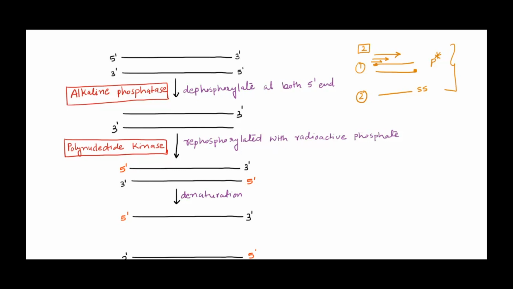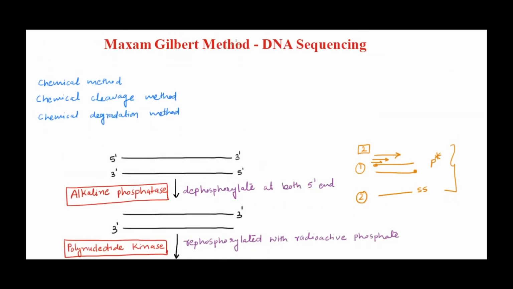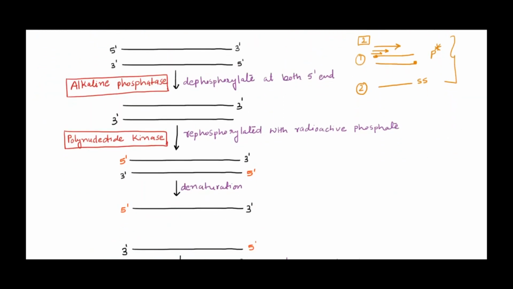Now largely we can divide Maxam Gilbert method in 2 parts. This is the way I remember. One is preparation of DNA, a single stranded labeled DNA, which is ready to be processed by chemicals. And the second part is when you take this single stranded labeled DNA and treat it with chemicals. That would give us the sequence. Alright, so first we will see how we can prepare the DNA sample.